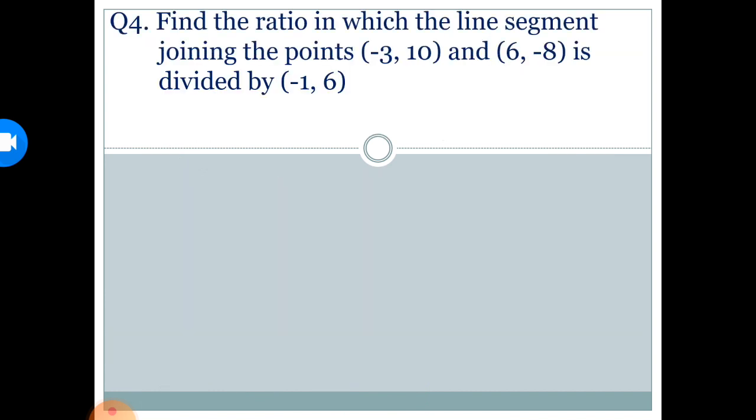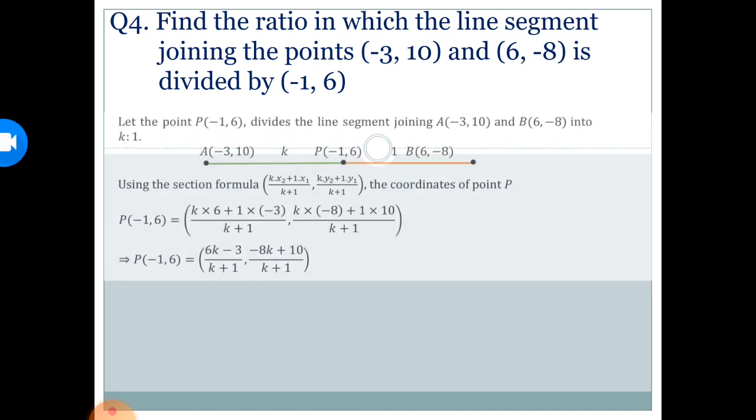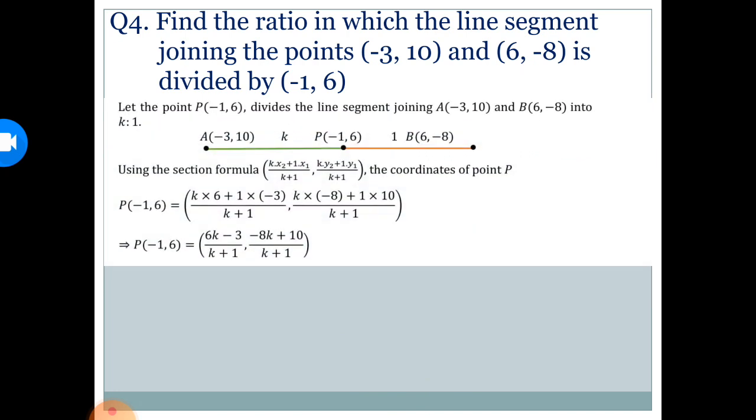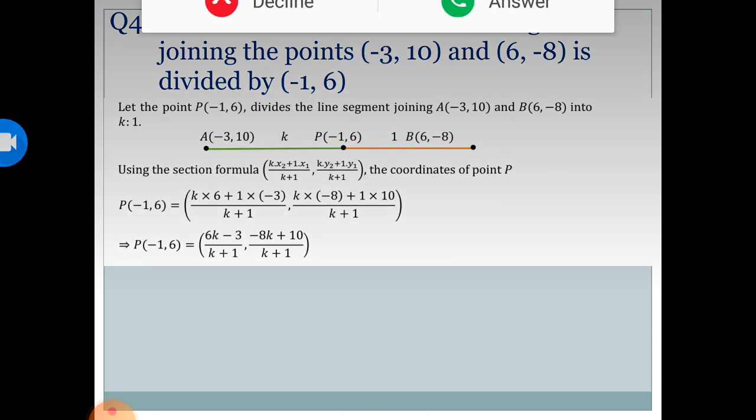Find the ratio in which the line segment joining the points -3, 10 and 6, -8 is divided by -1, 6. Here we have to find out the ratio. Coordinates of P are given as -1, 6. So we take the point P -1, 6 divides the line segment A -3, 10 and B 6, -8 in the ratio K:1. That means we can take m1:m2 also, there is no problem. I have taken K:1.